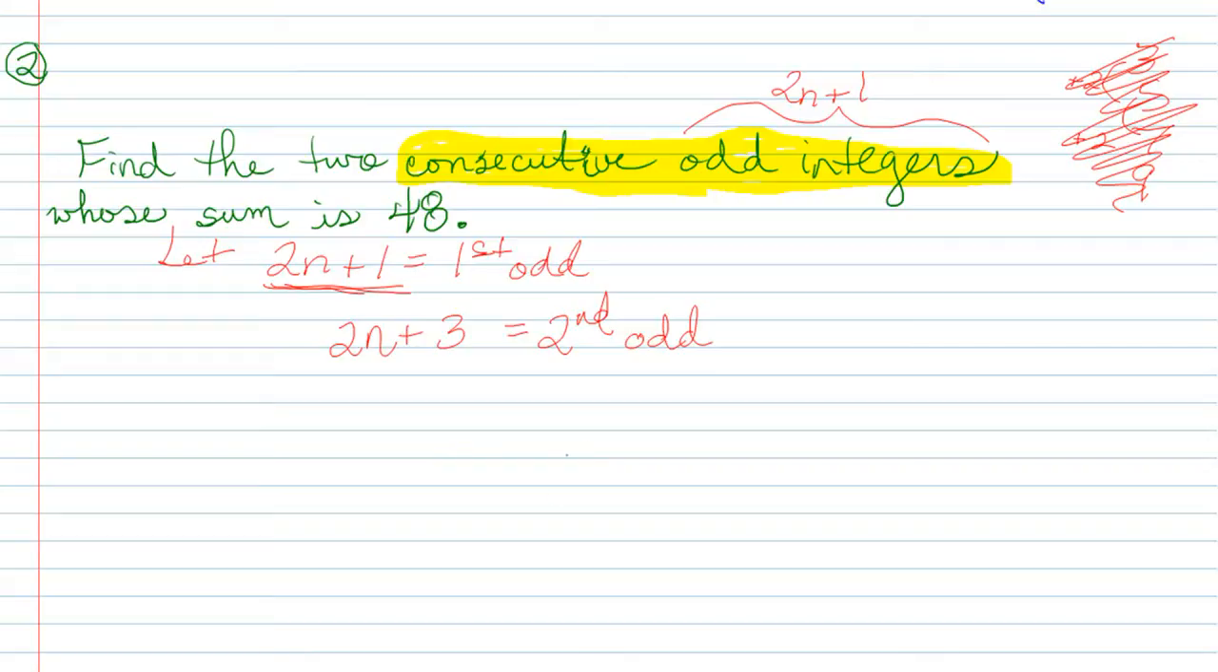Okay, so we have the first one and we have the second one now, right? Now we need to write our equation because these two are going to be added together to get 48. So what does this mean? This means I need to take the first one, 2n plus 1, and add it to 2n plus 3. And when I add them together, the sum is, so that is the equal sign. Typically in a word problem, the word "is" is an equal sign. And so it's 48.